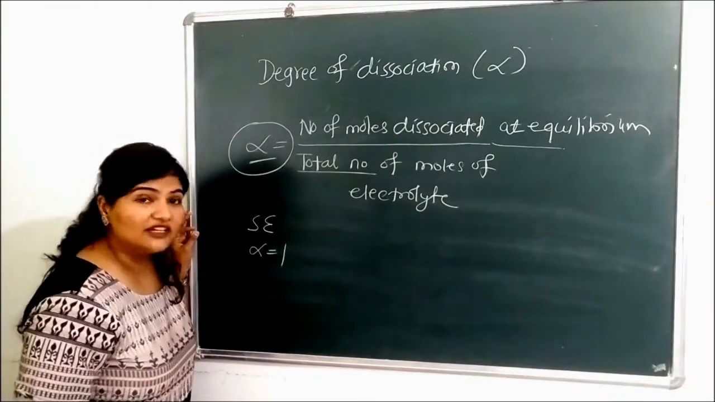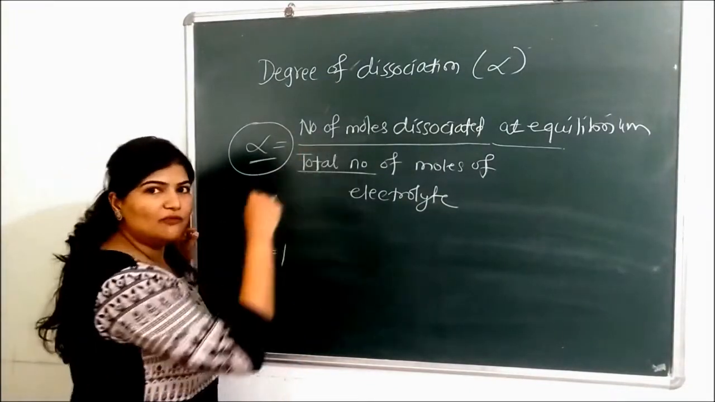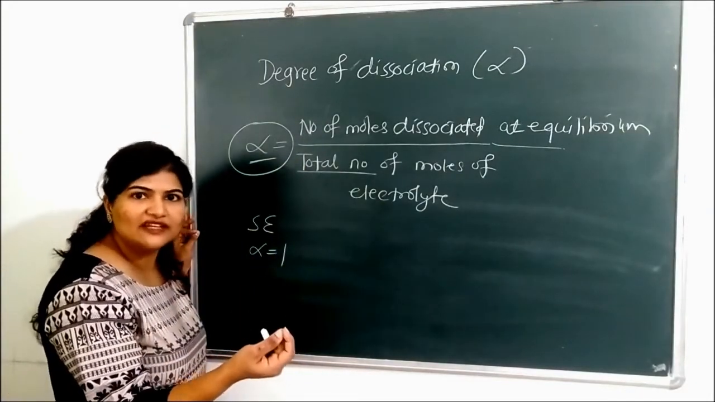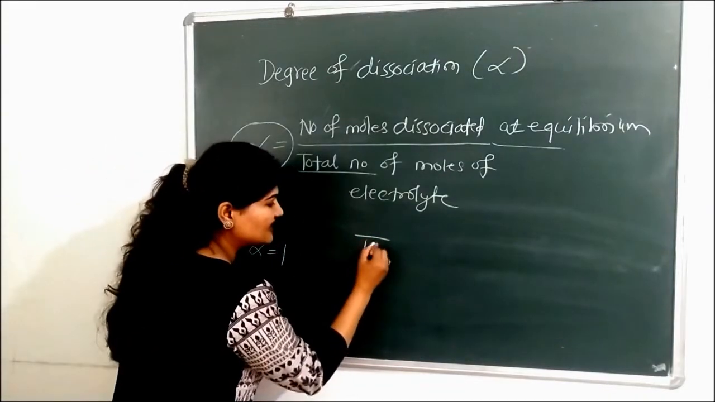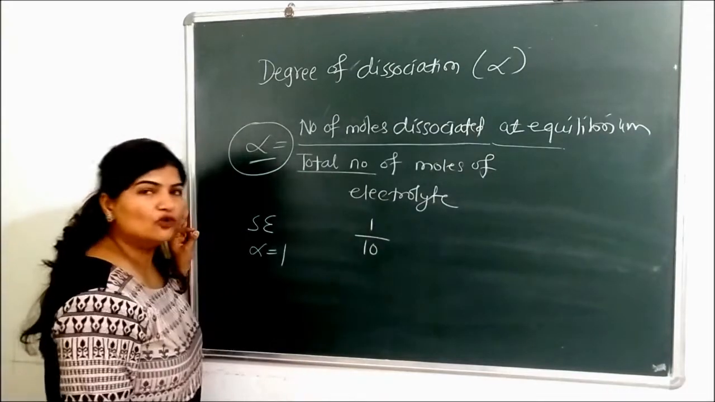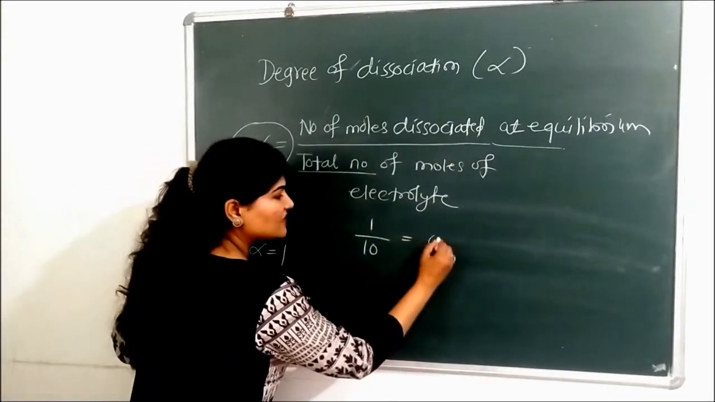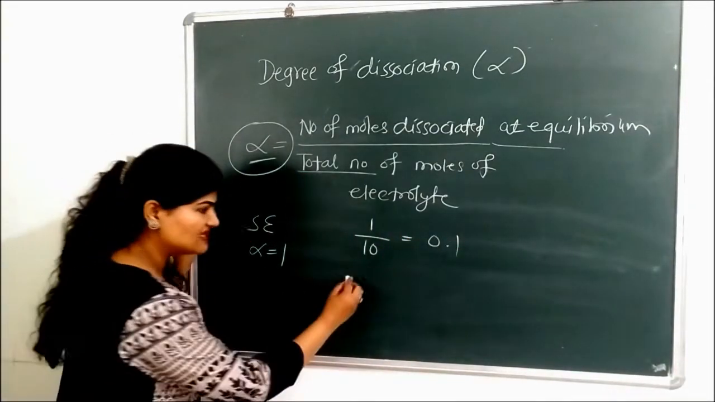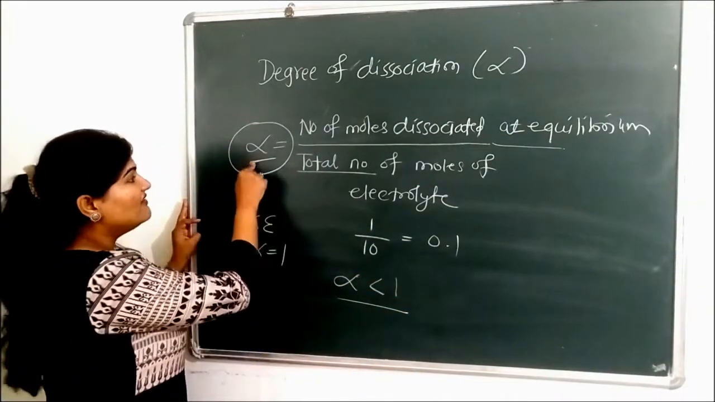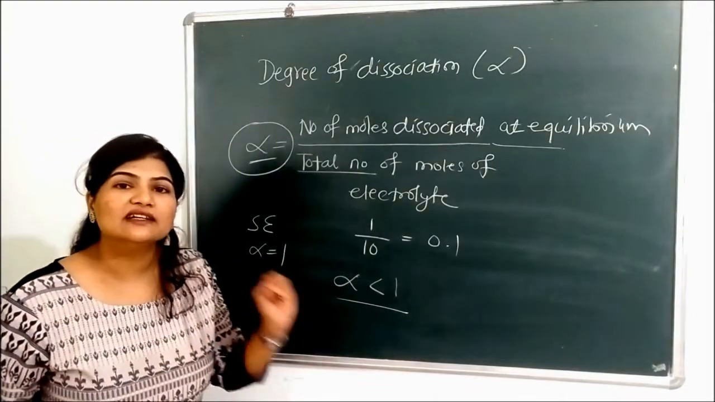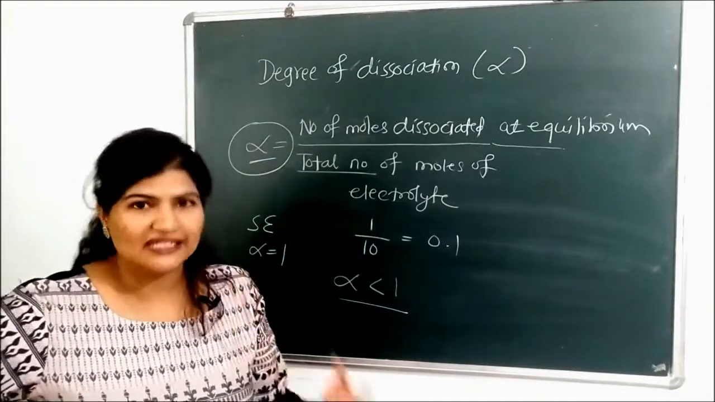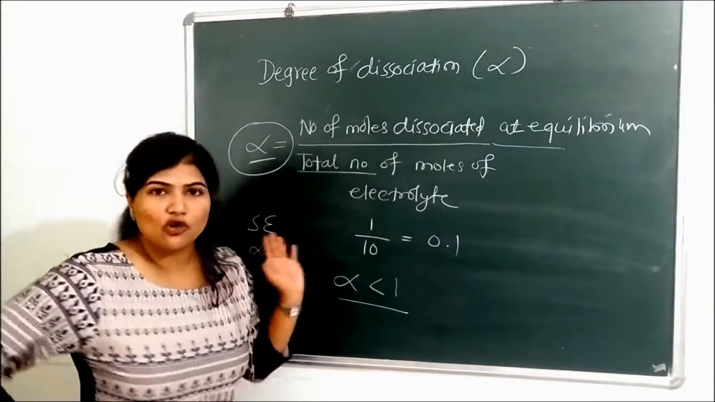But for weaker electrolytes, the total number of moles you are taking are not all dissociated, only a fraction of them will dissociate. For example, if I take 10 moles of any electrolyte and only 1 mole is dissociated, then the value of alpha becomes 0.1. This means for weak electrolytes the value of alpha will be less than 1. So the alpha value gives us a very clear indication of the strength of an acid, base or electrolyte in general. So this is the degree of dissociation.